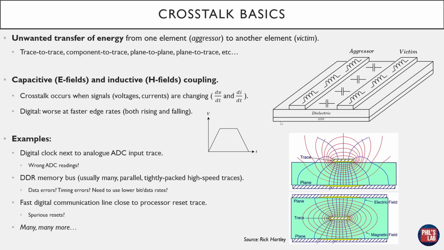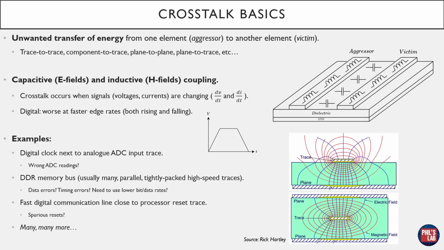Crosstalk then occurs when we drive, for example, the aggressor line with changing signals, so changing voltages and changing currents. So we have these dV by dt, so changing voltage with respect to time, and di by dt, so changing currents with respect to time. These changing signals, and it's important that these are changing, trigger these crosstalk events very simply speaking. Again, due to these stray and parasitic capacitances and inductances.